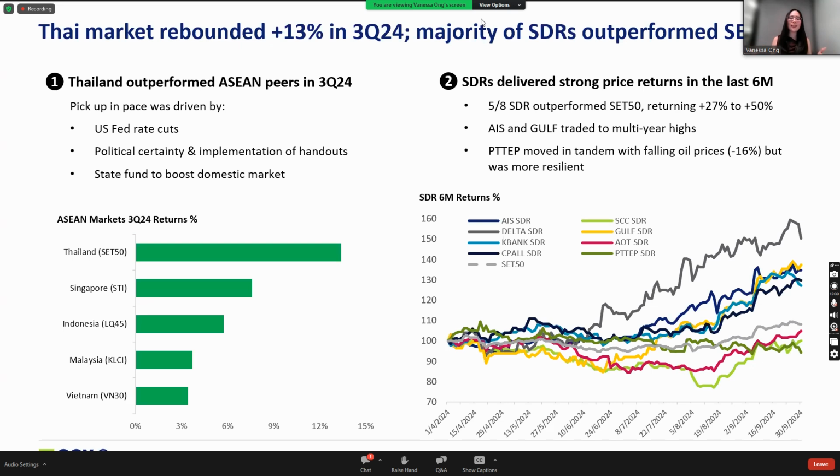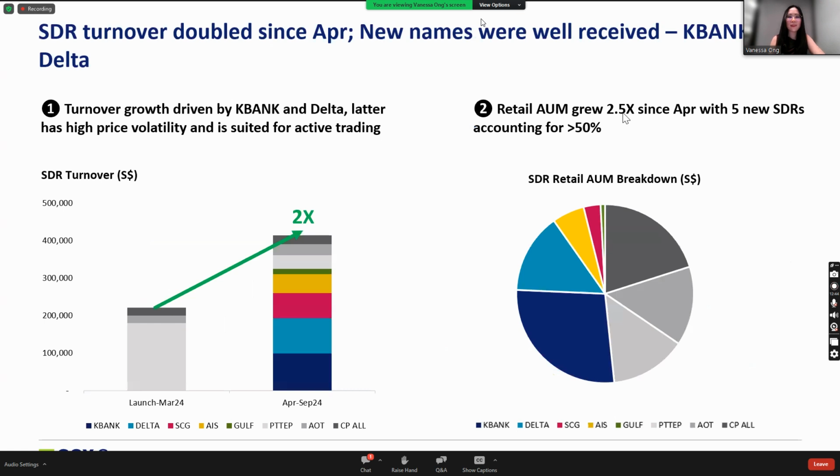So overall, you can see that the Thai SDR suite has delivered strong price performances this year, with certain counters like PTTEP also serving as a strong diversifier to balance your overall investments. So on the back of this strong performance in the SDR Thai suite, we have also seen that turnover growth has managed to double in the last 6 months.